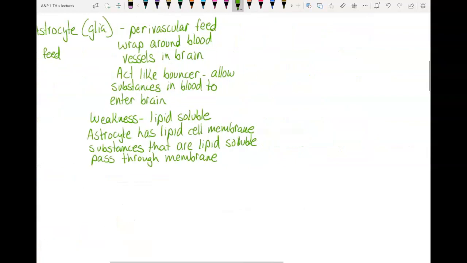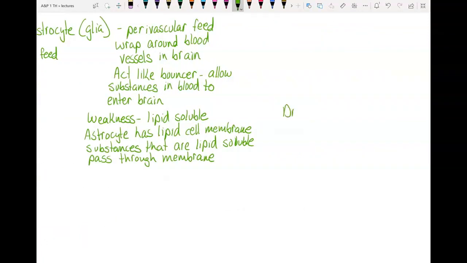So this, for example, is how you get drunk. Alcohol is bad for your brain. But it is lipid soluble. So even though your brain doesn't want it because it's harmful, it can get through the blood-brain barrier.